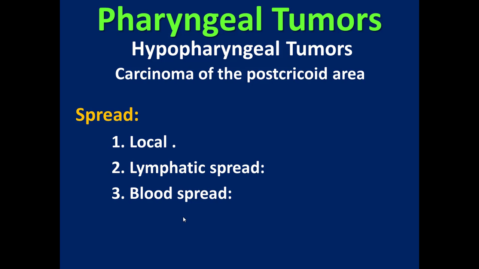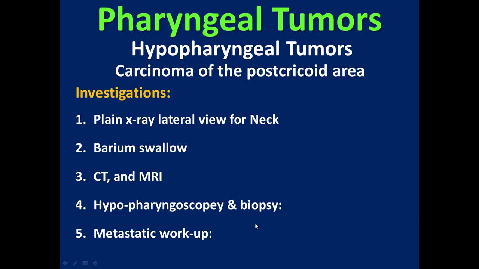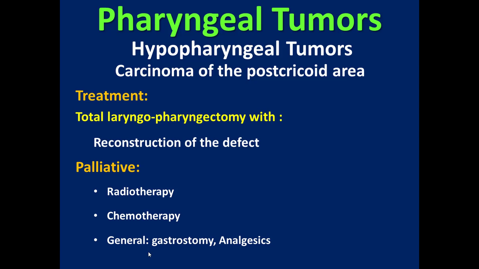It spreads locally to other regions, and may spread by lymph nodes to the neck, and by blood all over the body. For investigation, plain X-ray of the neck is very important. Barium swallow determines the site of obstruction. CT scan and MRI are complementary, and hypopharyngoscopic examination is done for biopsy to confirm the diagnosis. And again, after you confirm the diagnosis, you need to do a metastatic work-up to see if the tumor is still localized here or goes outside this region.